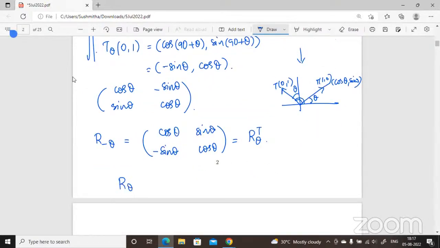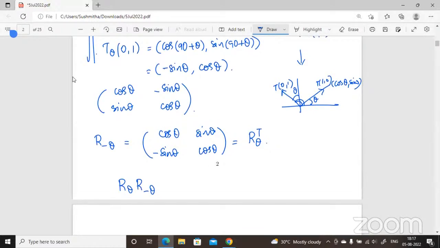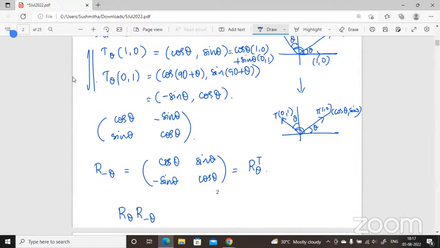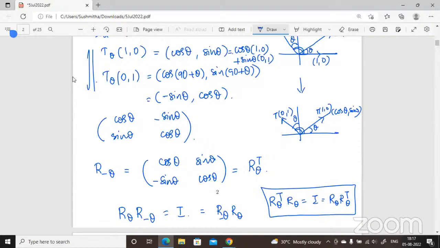And you can check R theta, R minus theta. What does R theta do? It rotates by angle theta. So R theta then R minus theta would rotate it back by angle theta. So this is going to be identity. Similarly, R minus theta, R theta is also going to be identity. But we know R minus theta is R theta transpose. R theta transpose times R theta is identity. So we know that the rotation matrix is an orthogonal matrix.